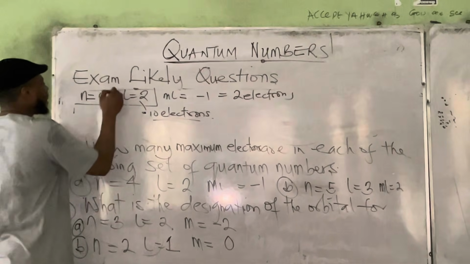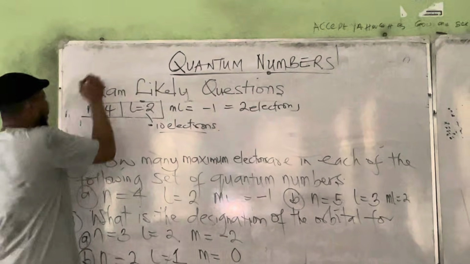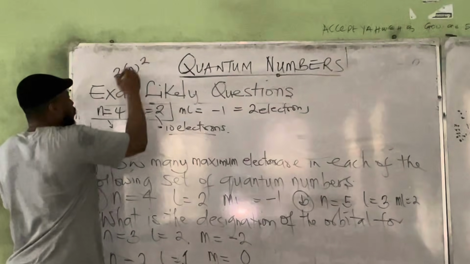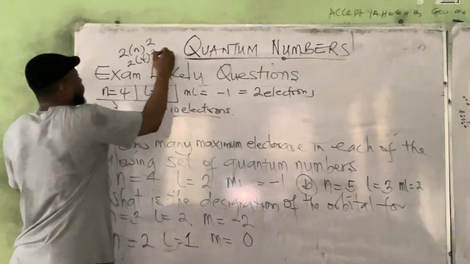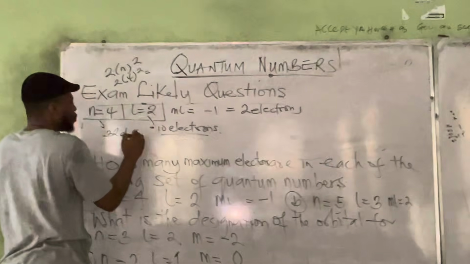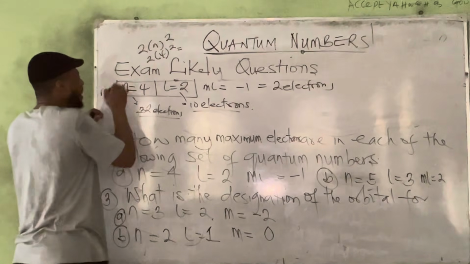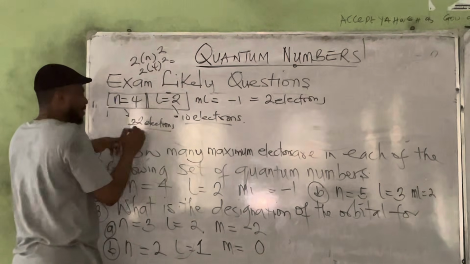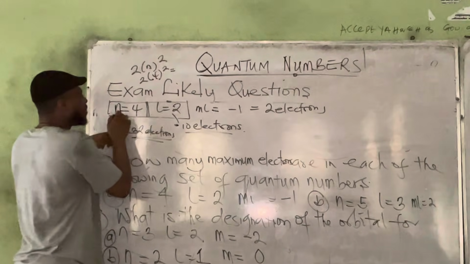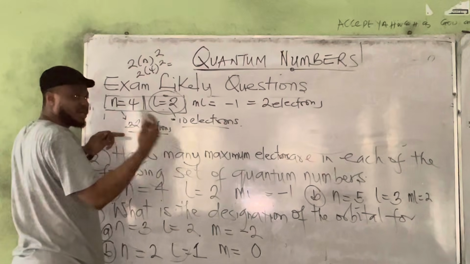So then if they give you only n equals 4, how many electrons can this hold? Remember, you have 2n squared, so 2 times 4 squared. 4 squared is 16, so you can hold 32 electrons. Are you seeing it? So when they give you only n, you consider n using this formula. When they give you n and l, consider l using the list I gave you.